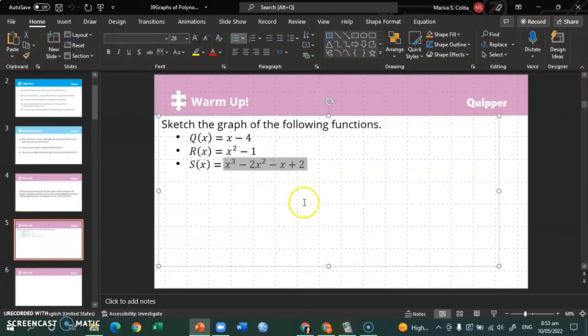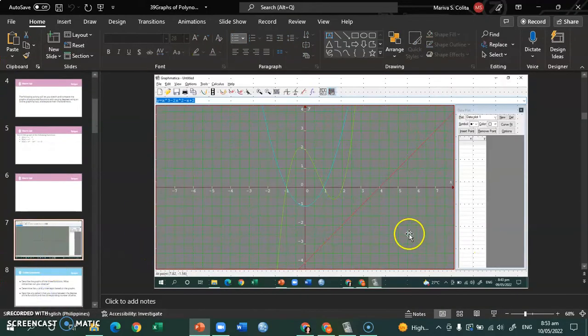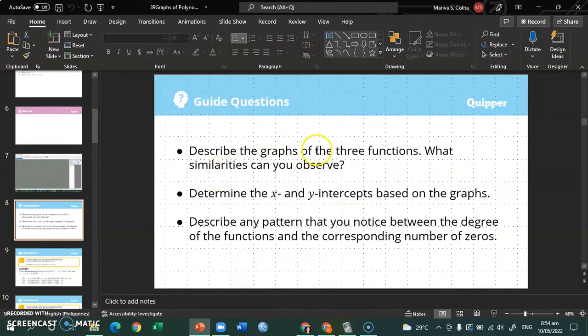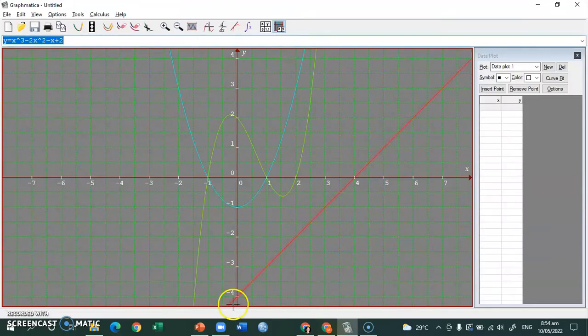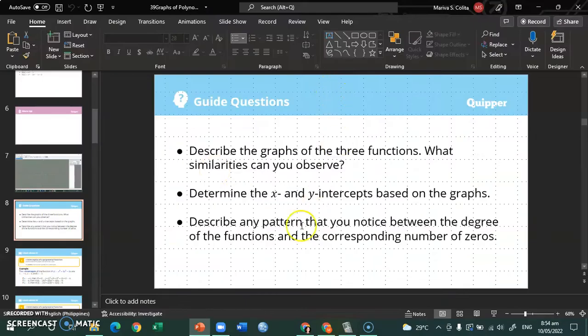Okay. Sagutan natin yung mga tanong dito. Alright, ito siya yung graph. Okay. Describe the graphs of the three functions. What similarities can you observe? Okay. Similarities. Yung graph, of course, ng linear function, ito yung kanina, yung x minus 4. This is a line, no? Line. Ito naman, etong quadratic function, yung x squared, it's a parabola, it's a curve. Okay? Pa-curve siya. And also, yung cubic function, etong yung may degree ng 3, it's also a curve.